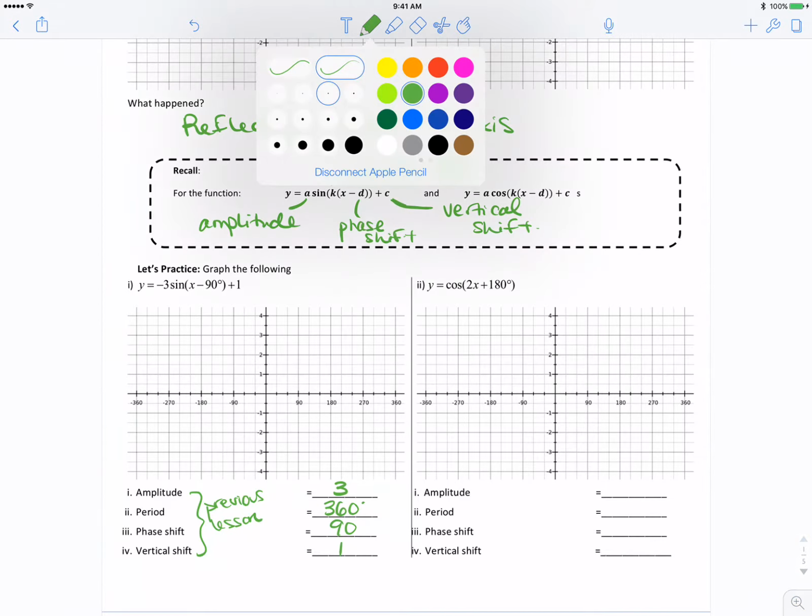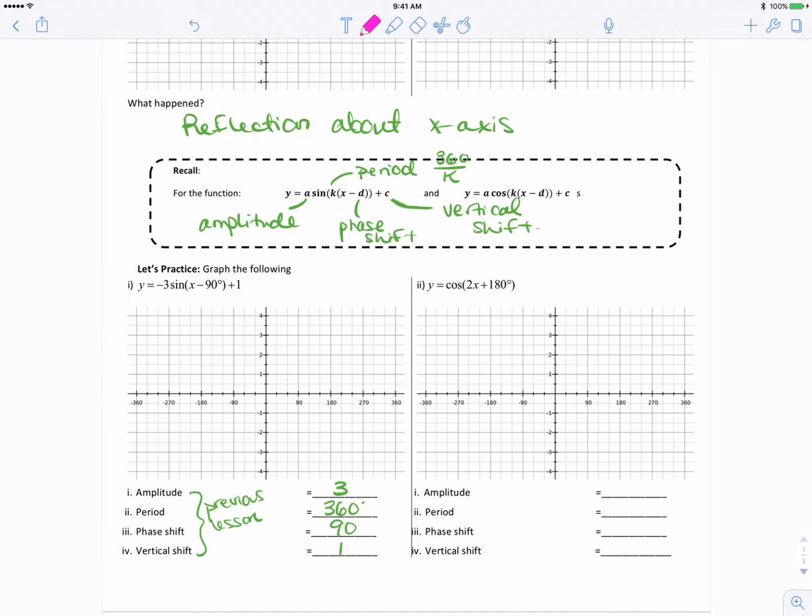So let's get through graphing this. I know that I'm going to have a shift 1 unit up, so I'll draw in my new midline. Beautiful. And I'm going to go 3 units above that and 3 units below that for my midline, or for my amplitude.